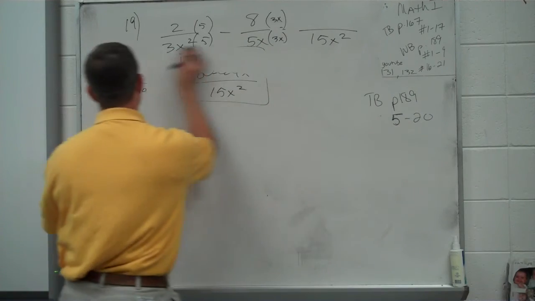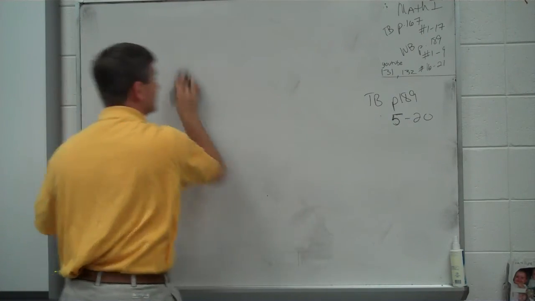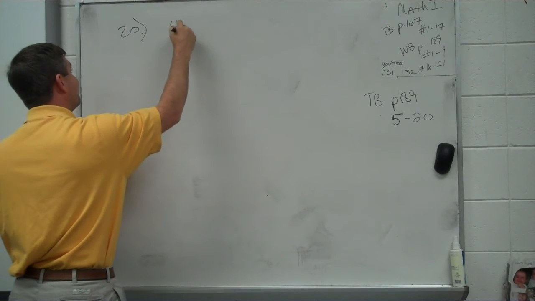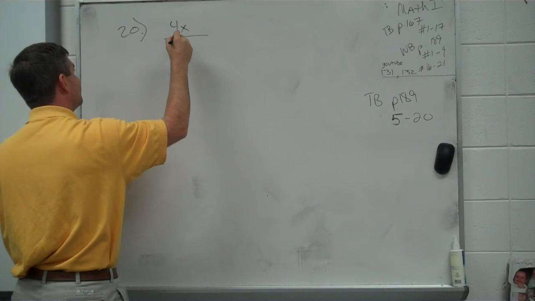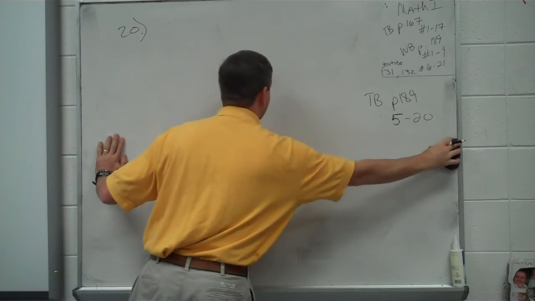All right, what number are we on? 20? Read out number 20 for me, nice and loud. Hold on. All right, go. Nice and loud. 4x over, 4 over x. Oh, start over. Number 20, read it out nice and loud.